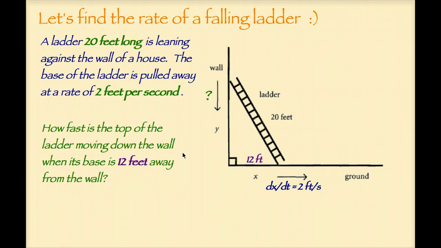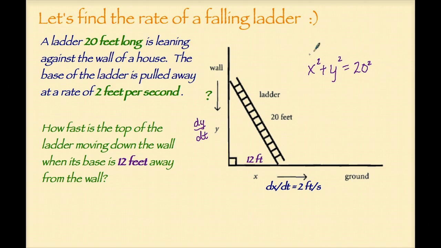How fast is the top of the ladder moving down the wall when its base is 12 feet away? So the question we're being asked is, what is the rate at which y is changing? The variable we're going to want to solve for is dy/dt. That's what we're looking for, that rate. Well, first of all, we need a formula or an equation that relates all of these quantities. As we have seen before, for this problem, that's going to be the Pythagorean theorem. x squared plus y squared equals 20 squared.